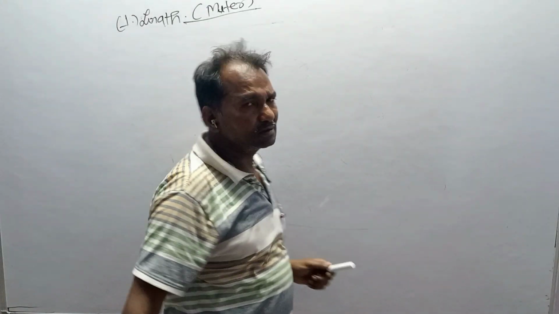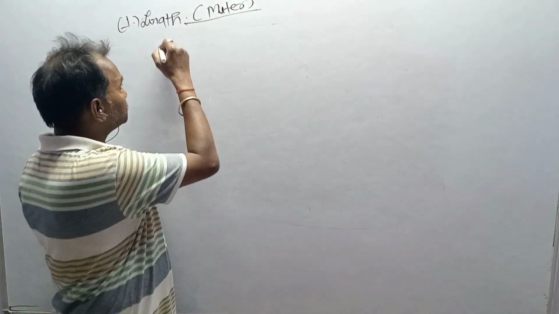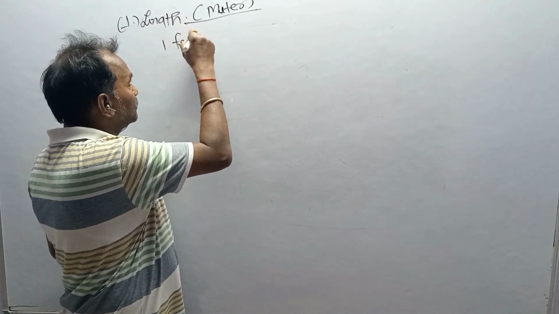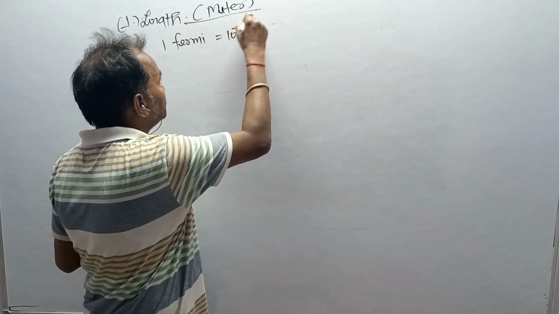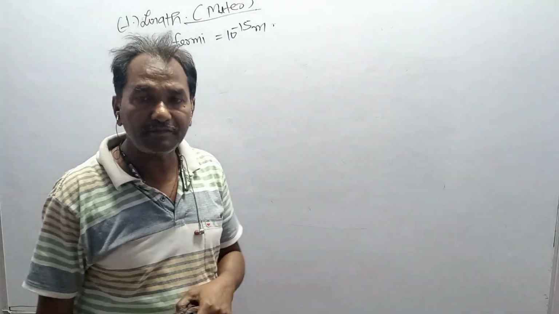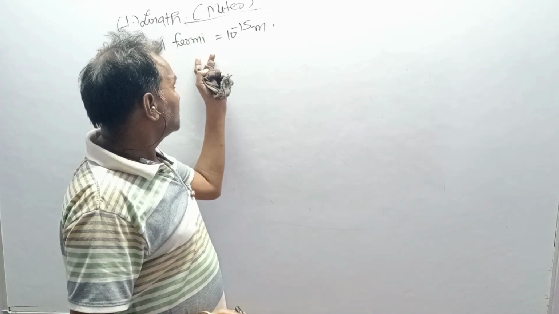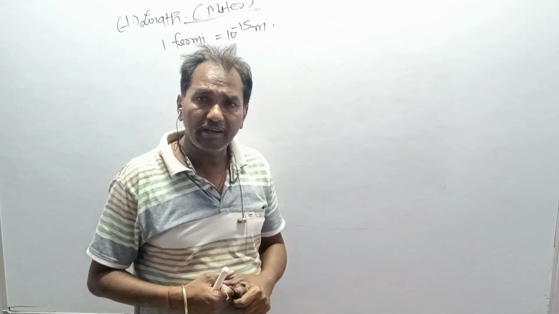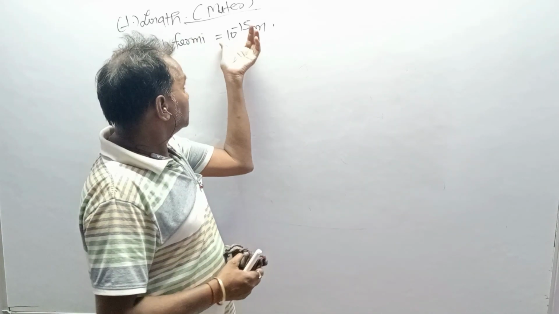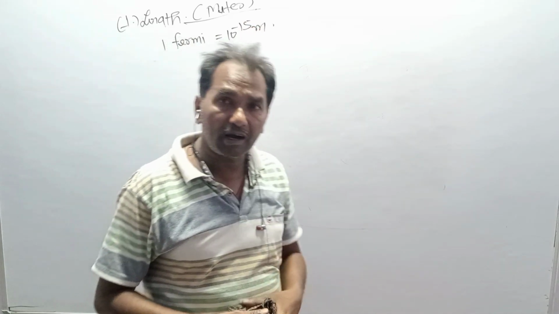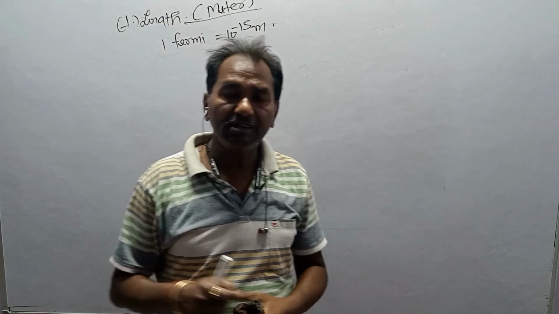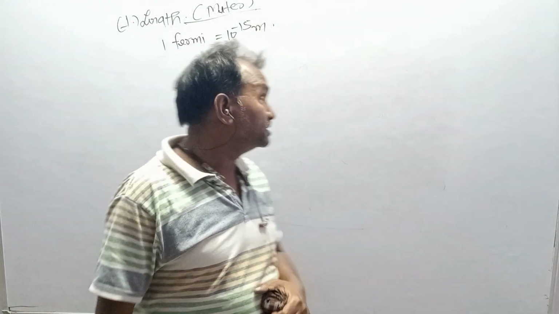Let us talk about the small units of length and bigger units of length. The smallest one is a Fermi. 1 Fermi is equal to 10 power minus 15 meters. Fermi was a great physicist who did so much work on the atom and nuclei. Actually, Fermi is the smallest unit to measure length, and this order of unit is used in measuring the atom or nucleus diameter.